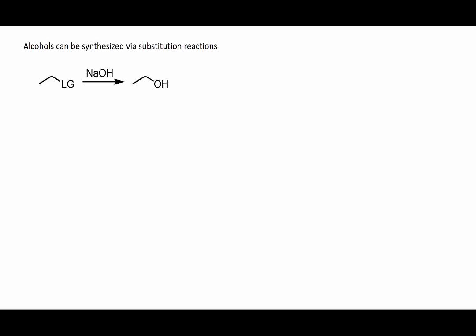We will now discuss a variety of ways to prepare alcohols. Alcohols can be synthesized through substitution reactions like we've seen before. For example, if you have sodium hydroxide and a primary substrate with a leaving group, you can have an SN2 reaction, which will generate the alcohol. Alternatively, if you have a tertiary substrate, you could follow an SN1 pathway and generate an alcohol.